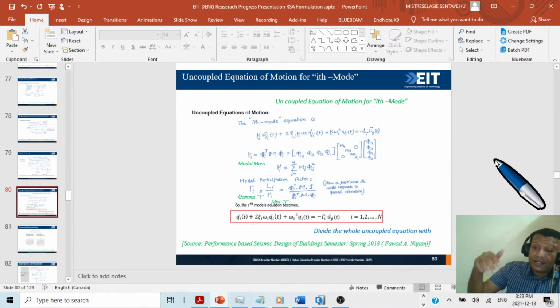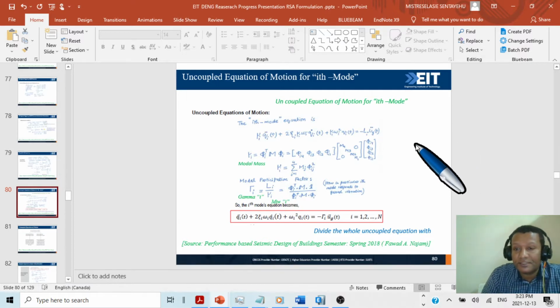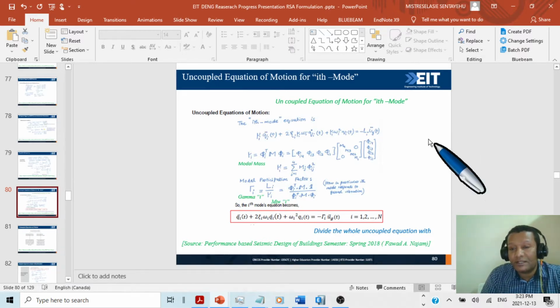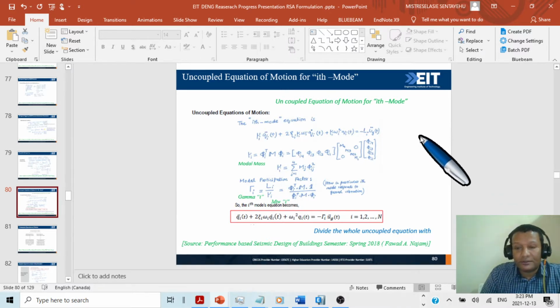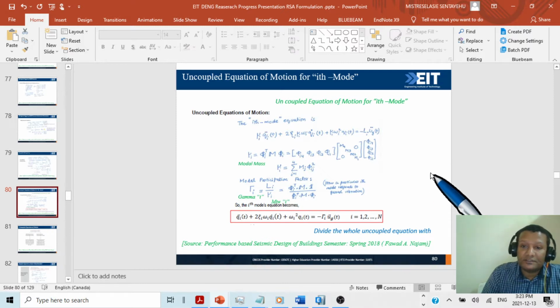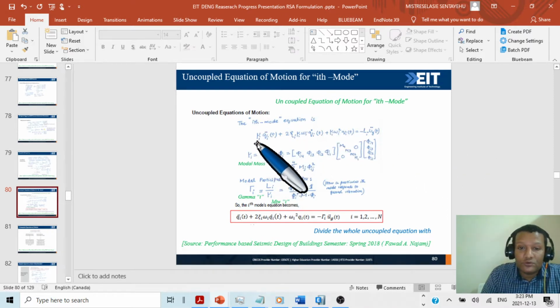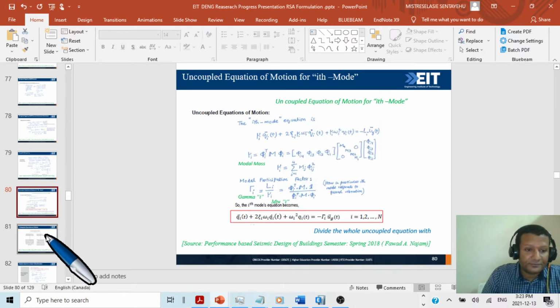Response spectrum analysis has no need to solve each equation. We simply pick responses for spectral displacement, spectral velocity and spectral acceleration, we construct our response spectrum, and we solve it. That is response spectrum. No need to do each solution as in response time history analysis.